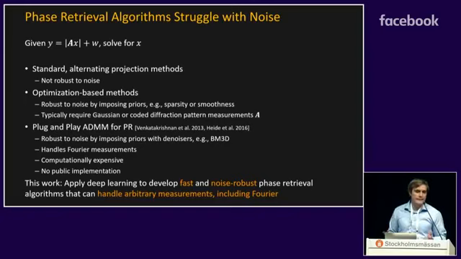A notable exception is plug-and-play ADMM that was recently extended to phase retrieval. This method imposes priors using image denoisers. It can handle Fourier measurements. It's fairly robust to noise, but because it's using image denoisers like BM3D, it can be computationally expensive, and at present there isn't a public implementation. So in this work, we're going to apply convolutional neural networks to the phase retrieval problem to develop fast and noise-robust algorithms that can handle Fourier measurements.